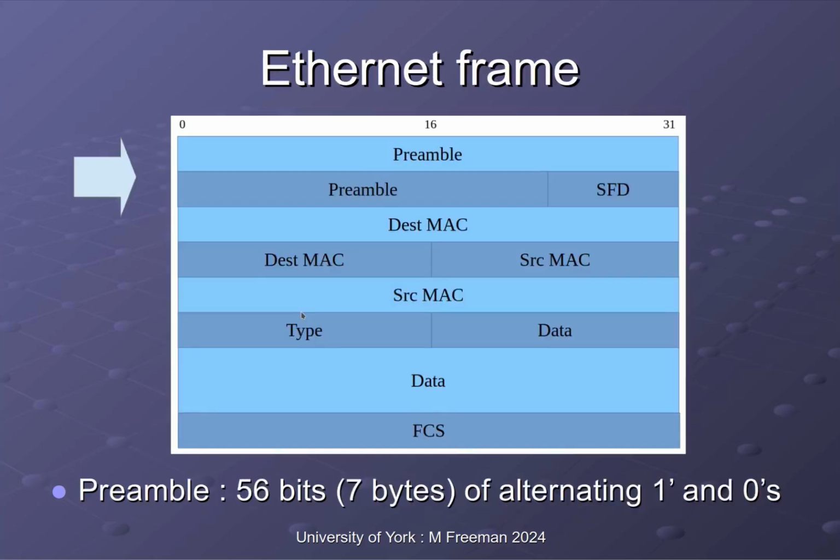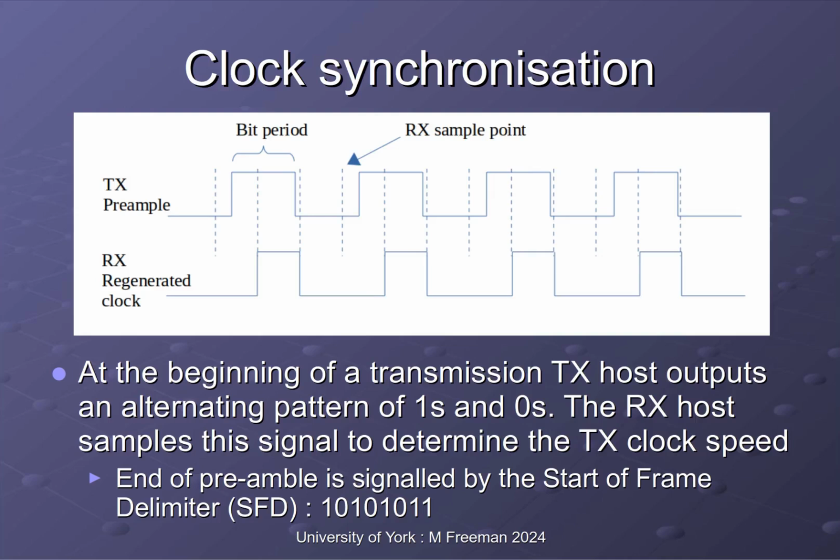So the way we do that is with a preamble. So what we do is we send a sequence of 1s and 0s, just alternating 1s and 0s down that wire before we send any data. And from that 56 bits, 7 bytes worth of 1s and 0s, the receiving end can work out what is the transmitting end speed. What clock rate am I sending the data down at? And we can see that in example here.